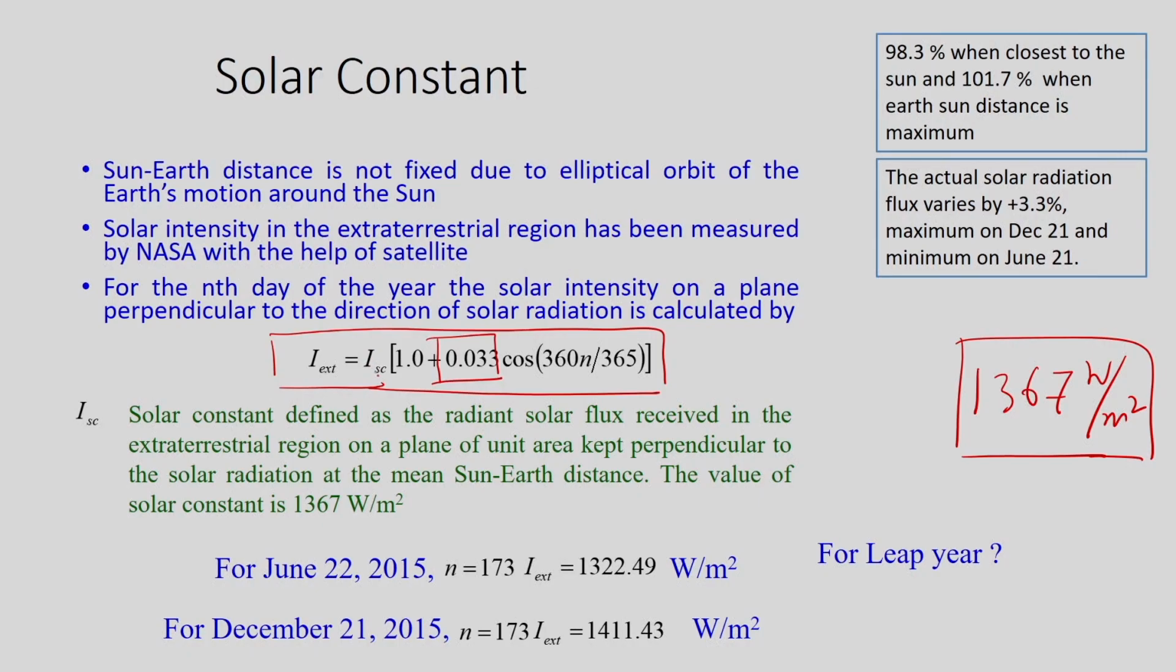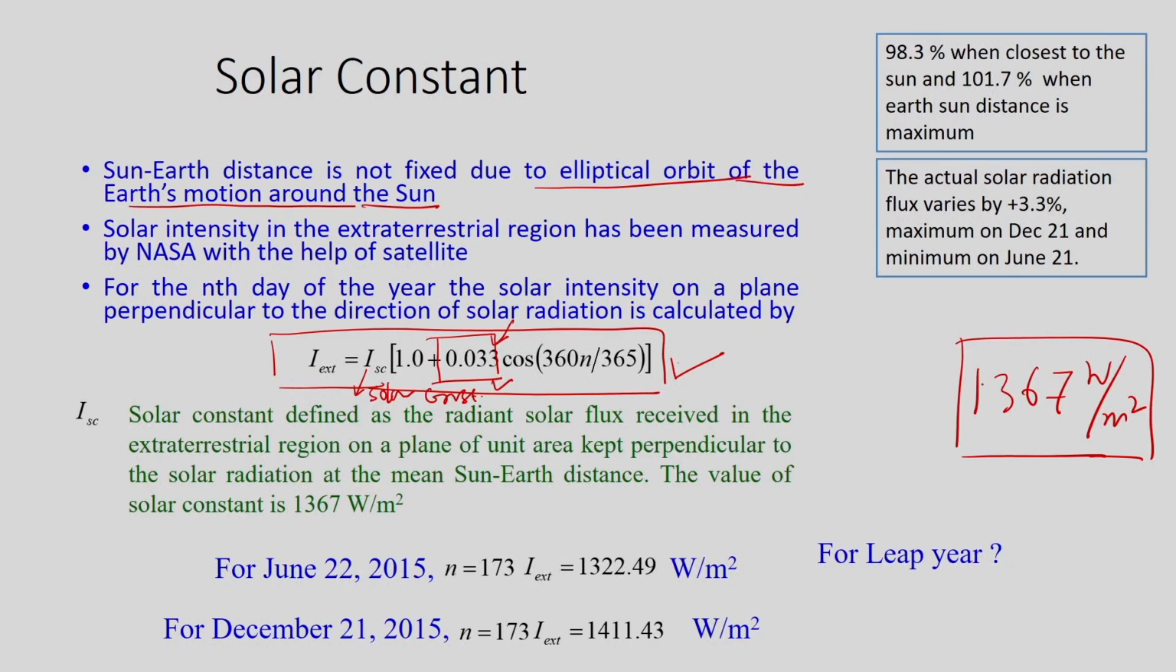So, if we have to calculate the extraterrestrial solar flux, then we need to apply this equation: I_EXT is equal to I_SC, which is nothing but the solar constant, times 1 plus 0.033 cos of 360 n divided by 365. This needs to be considered, because the variation is due to the elliptic orbit of the Earth's motion around the sun.